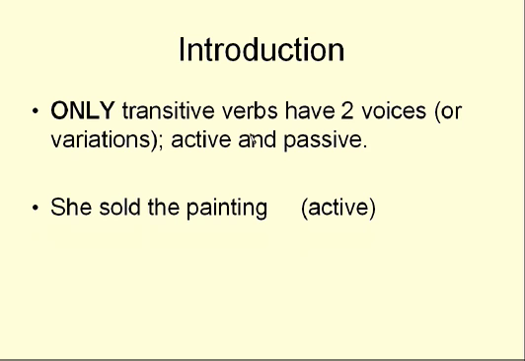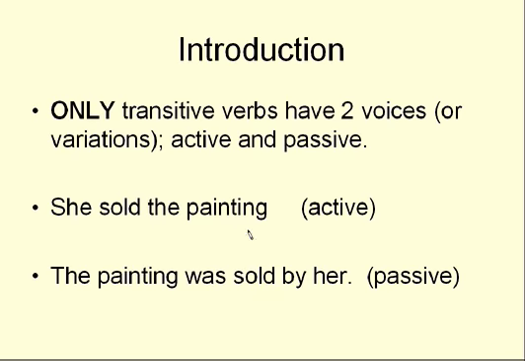An example of the active voice is: she sold the painting. So somebody did something. That's the active voice. And in the passive voice, we have a role reversal: the painting was sold by her.